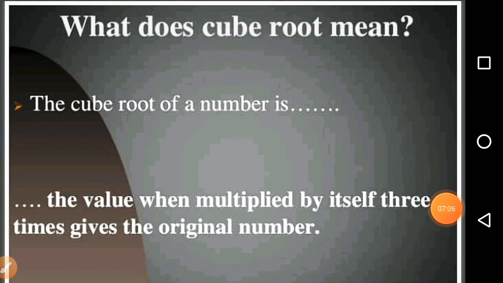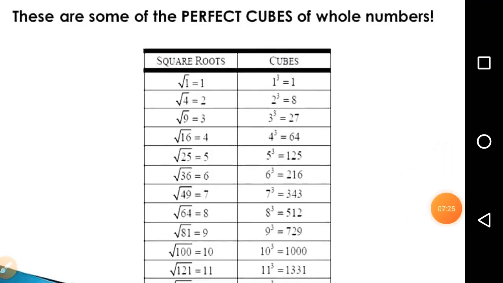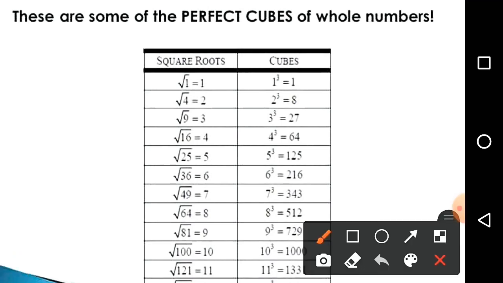So the definition of cube root will be like this. What does cube root mean? The cube root of a number is the value which, when multiplied by itself 3 times, gives the original number. So the original number which we multiply 3 times is called the cube root. Now these are some examples of perfect cubes of whole numbers and also their cube roots. We will try to understand with the help of this table.